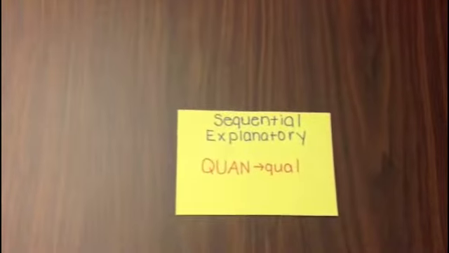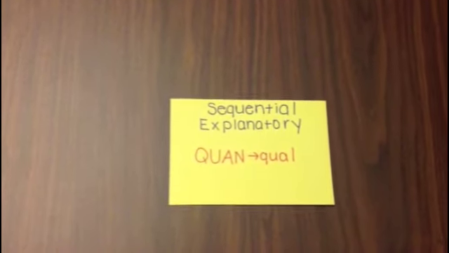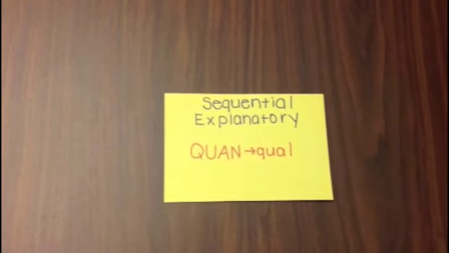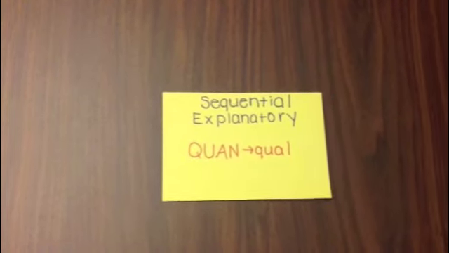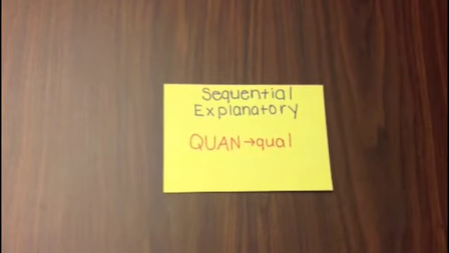Sequential explanatory designs are quantitative followed by qualitative. This design is mostly focused on numbers, with qualitative information to back it up. For example, you might gather statistics first, such as scores, and then use surveys to further understand how these scores were obtained.